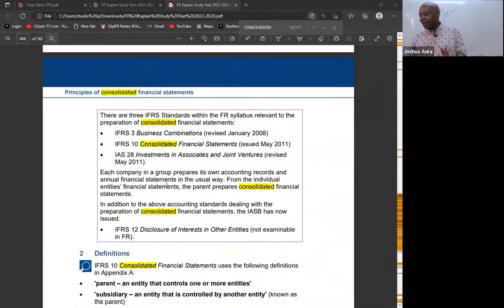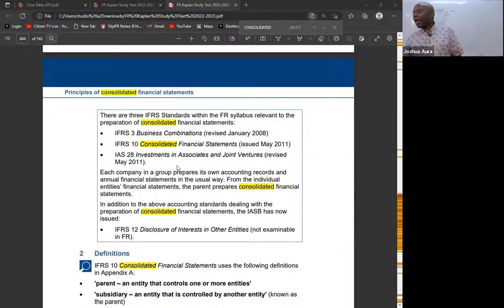I'm still laying this ground: to consolidate is to put together. And we shall be putting together what? Financial statements of the parent and the subsidiaries. We shall be putting together the income statement of the parent and subsidiary, lumping them together, and the statement of financial position of both companies, put them together, etc.